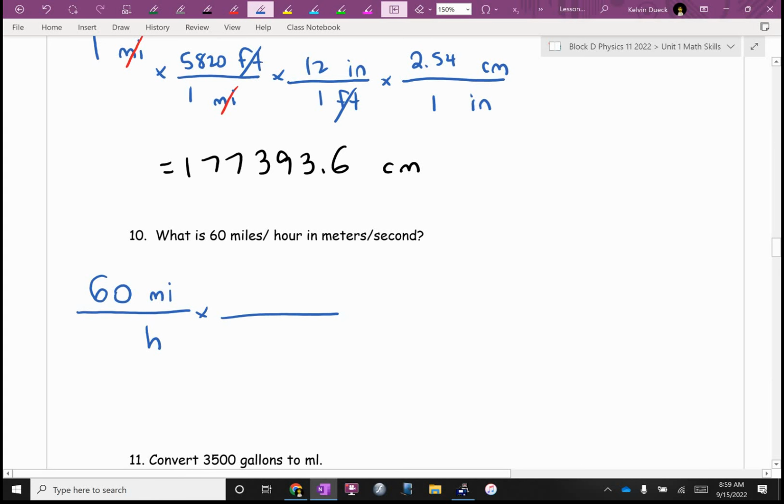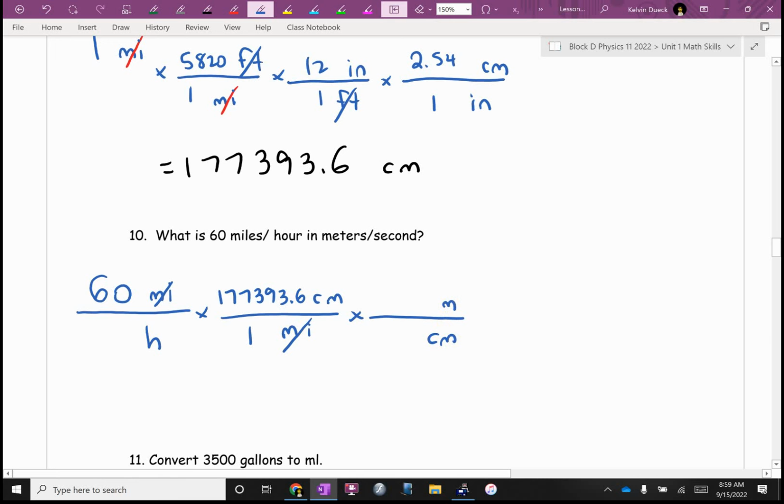Where's miles going to go? Because it's on the bottom originally. Yes. And centimeters. And my conversion factor is 177,393.6 to 1. Now, if I stopped here, that would be centimeters per hour. We're not done. What do we want our distance measurement to be, Brian? Not centimeters, but... Okay. So we need to get rid of centimeters and bring in meters.